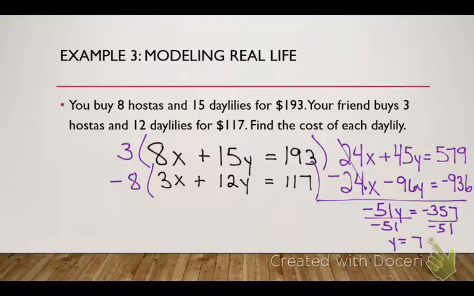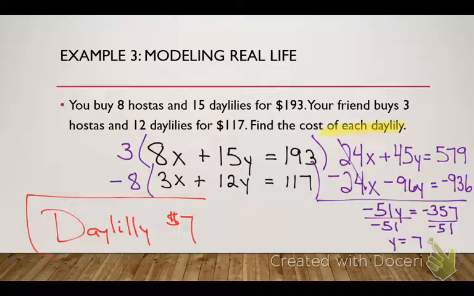And y equals 7. Now, it would be really nice if y stood for daylilies, so I don't have to plug it back in and solve for x. Did it ask for, is y daylilies or hostas? Y is daylilies, yay, so I don't have to plug it back in. I don't care how many hostas there are. It just asked me for the cost of the daylily, and so that is $7. That's it. I did all the work. So I'm going to say daylilies. I need to answer the question. Daylily is $7.